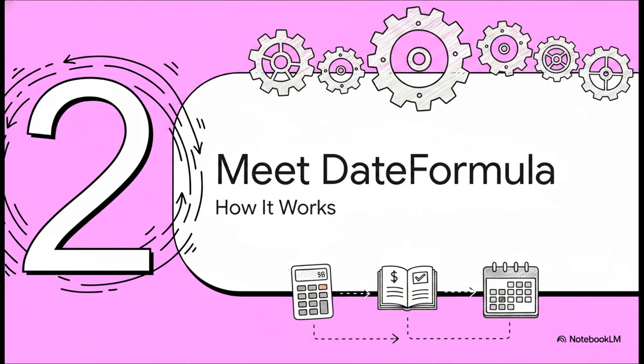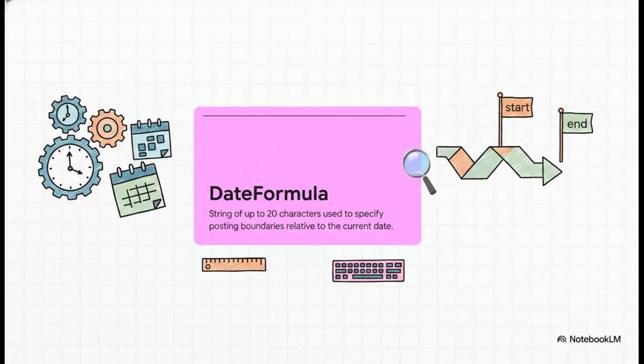How it works. Think of this feature as the ultimate lifesaver for our accounting workflows. It's a remarkably simple, elegant way to let the software do the heavy lifting for us. So, what is it? Put simply, a date formula in Business Central is just a short text string. We're talking up to 20 characters maximum, just made up of basic numbers and letters. Instead of typing out March 1st to March 31st, you just use this little string to specify posting boundaries that are entirely relative to the current date. It'll make perfect sense once we look at the building blocks.